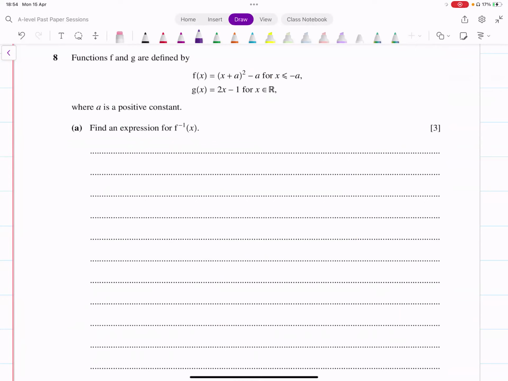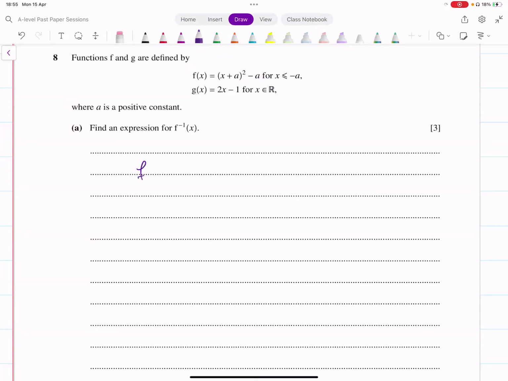Okay, so f of x equals x plus a whole squared minus a for x less than or equal to minus a. g of x is 2x minus 1 for x being any real number, where a is a positive constant. Find an expression for f inverse of x. Now it has to be in terms of a, right? Because this is f of x. When you find f inverse, you'll have this a here as it is. It will be in terms of that value of a.